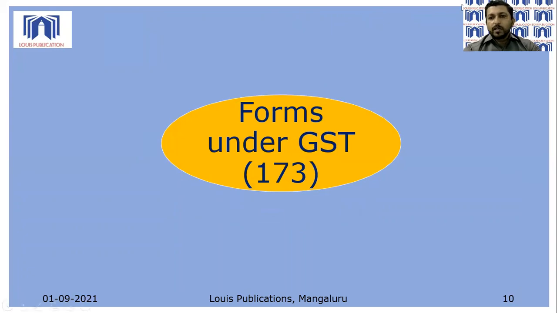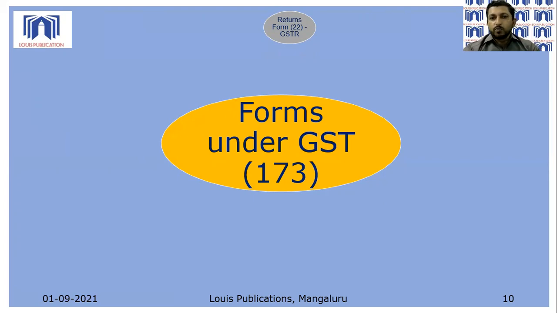As far as forms under GST are concerned, you see a number 173 written below, meaning there are 173 forms under GST. It is humanly impossible to discuss all those forms. There are categories of forms. For example, as far as GST registration is concerned, there are around 30 forms. As far as the composition scheme is concerned, there are around 8 forms. As far as return forms are concerned, there are around 22 forms, each indicated by a unique name.